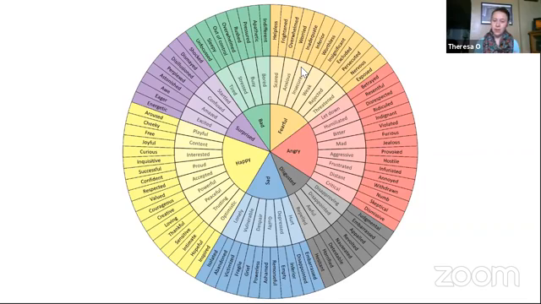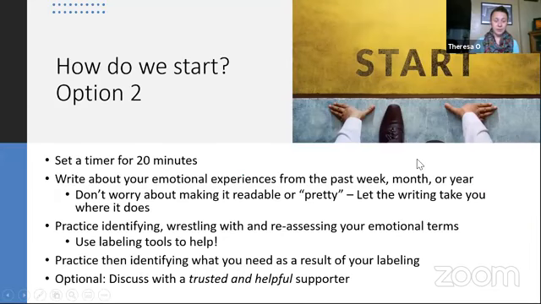But I think getting familiar with some of these terms makes it easier to access once you're in a little bit more of that panic mode or emotionally heightened mode. So it's a practice of getting more and more comfortable with what those look like, and it becomes easier to pull them out. So this is another way to start that labeling process.